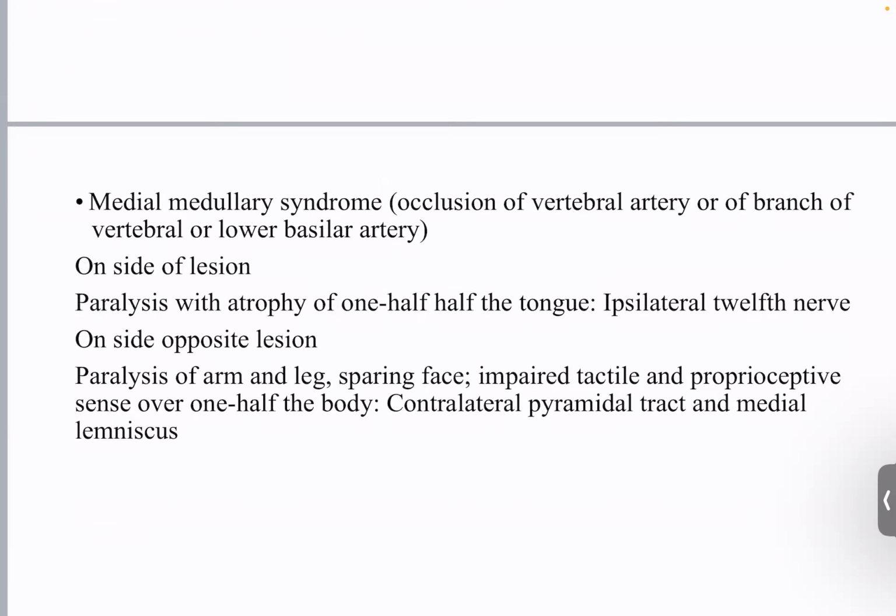Thanks, sir. One doubt. Yeah, hello. Sir, in medial lemniscus, if it is involved, will the loss of vibration and proprioception be on the same side or the opposite side? Opposite side only.